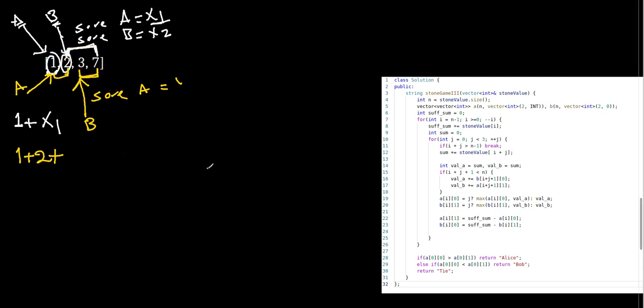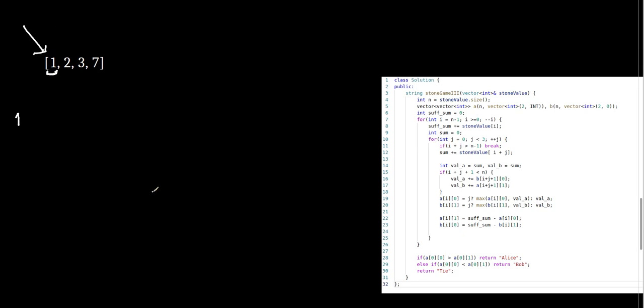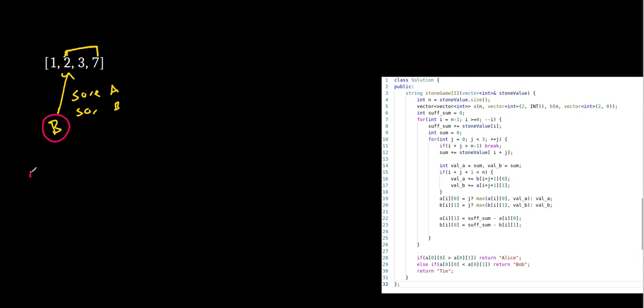So again, as we said, we need to solve for this when Bob starts here. What is the score for Alice, and what is the score for Bob? So Bob in this case can take the first stone, 2 plus, and then we need the solution for this when Alice starts here.